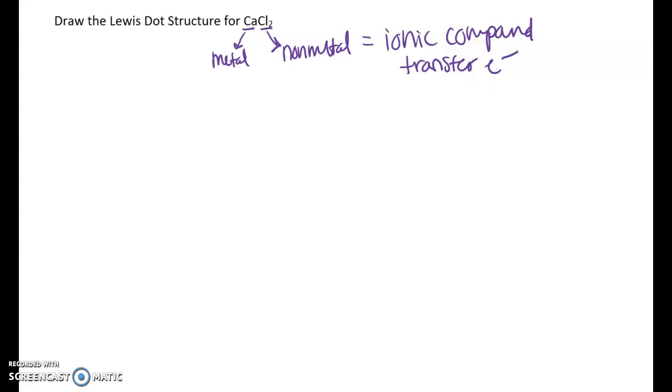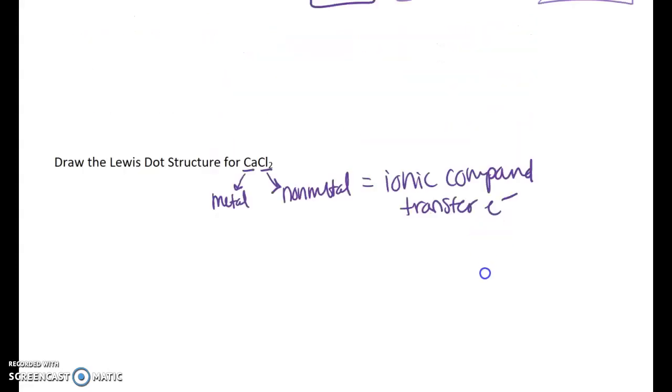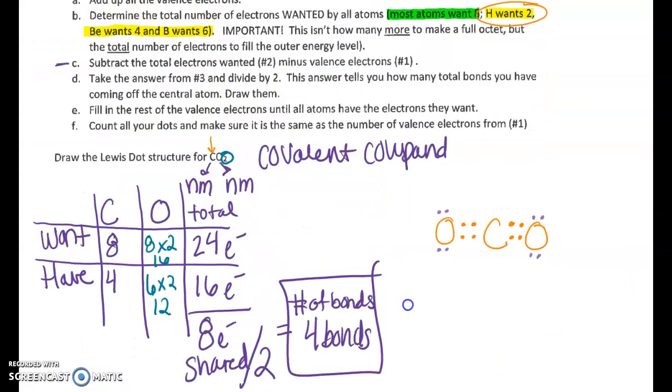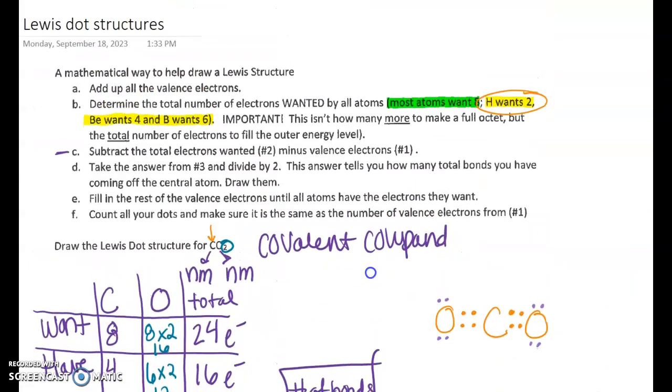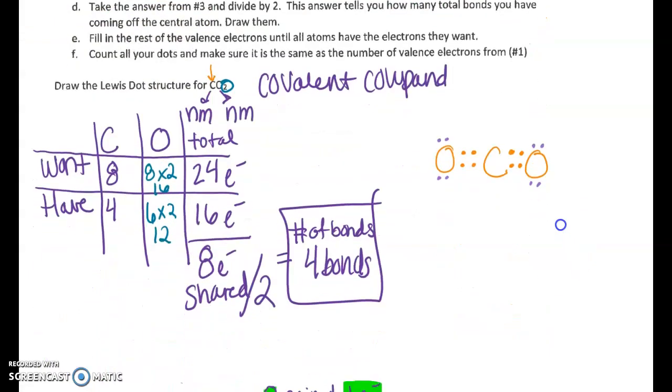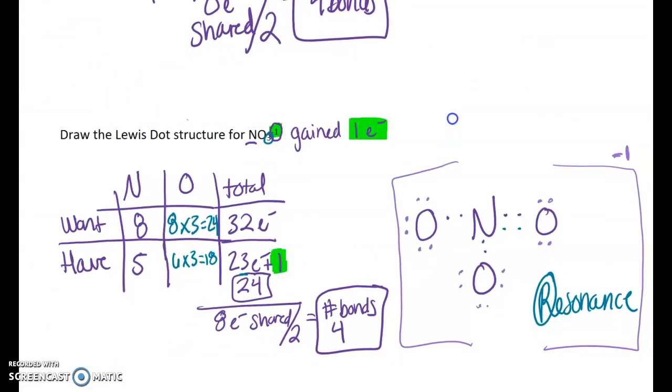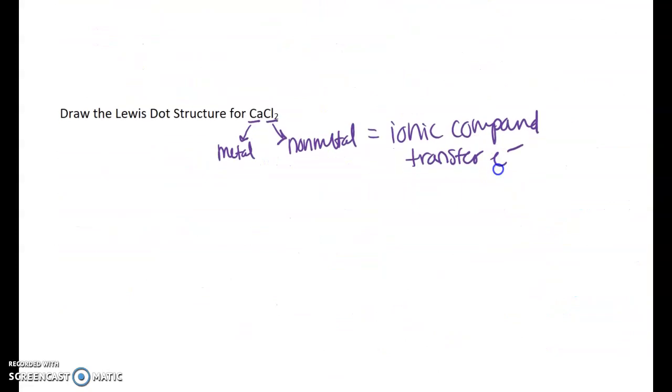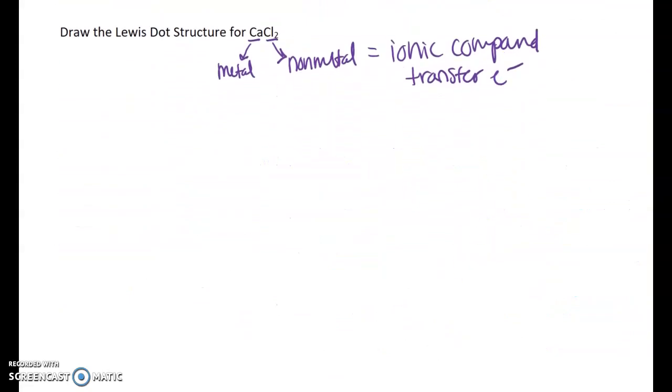So when we draw Lewis dot structures for ionic compounds, we actually don't need to look at any of the steps that we've been referencing so far. We don't need to calculate any bonds. And I'm talking about the mathematical way to draw a Lewis dot structure up here from your packet. So all this business of calculating how many electrons are shared and how many bonds we need, we don't need to do any of that. So if you can figure out when you're presented with a chemical formula, whether or not something is ionic or covalent, that's going to save you a lot of time. So when it's ionic, we're going to do a couple of other steps.